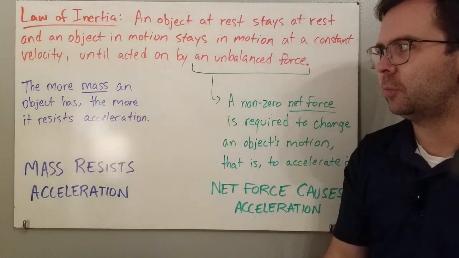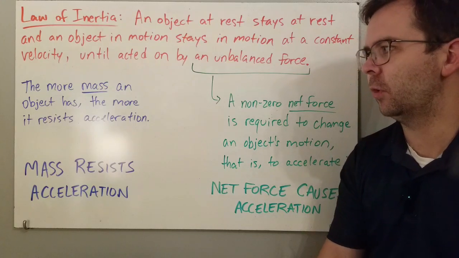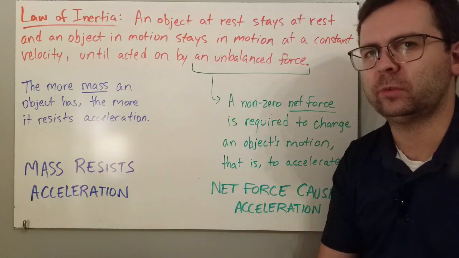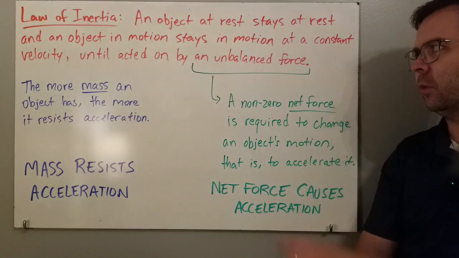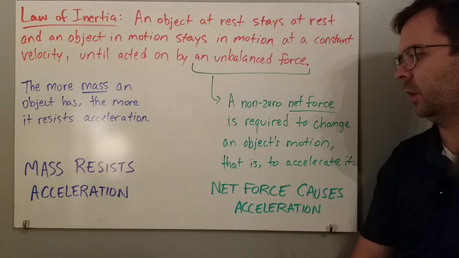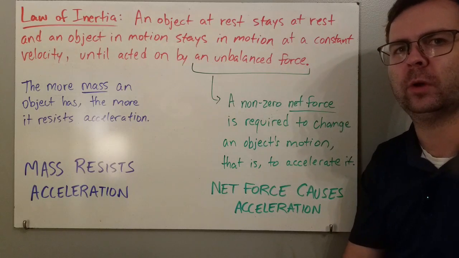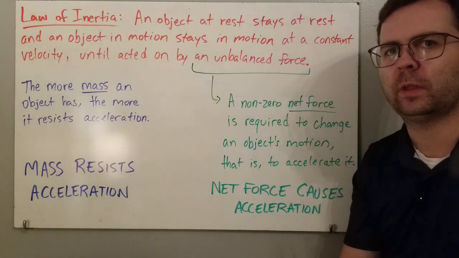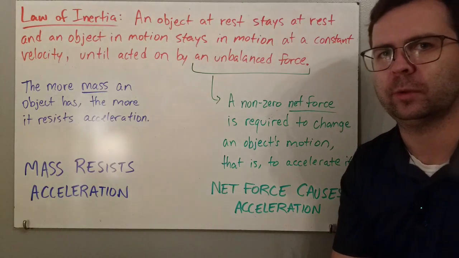The more mass an object has, the more it resists acceleration, and so we say that mass resists acceleration. A non-zero net force is what's required to change the object's motion, that is to accelerate it. So if we see an unbalanced force, we know that means a net force that's not zero. And so a net force causes acceleration.